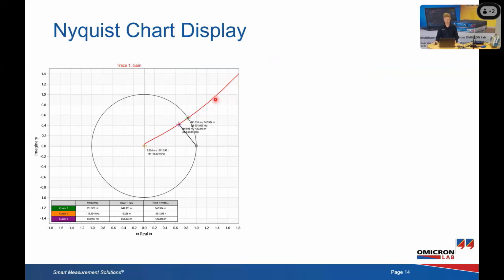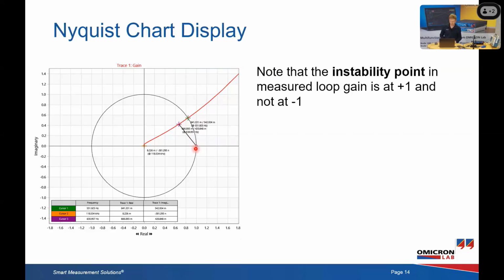Here I show that in the Nyquist plot of Bode analyzer suite. When you activate the stability margin calculation, you can see this arrow that is showing us the closest point of the red transfer function, that's the gain, towards the critical point here at +1. So until now I talked about -1. Here I show you +1.